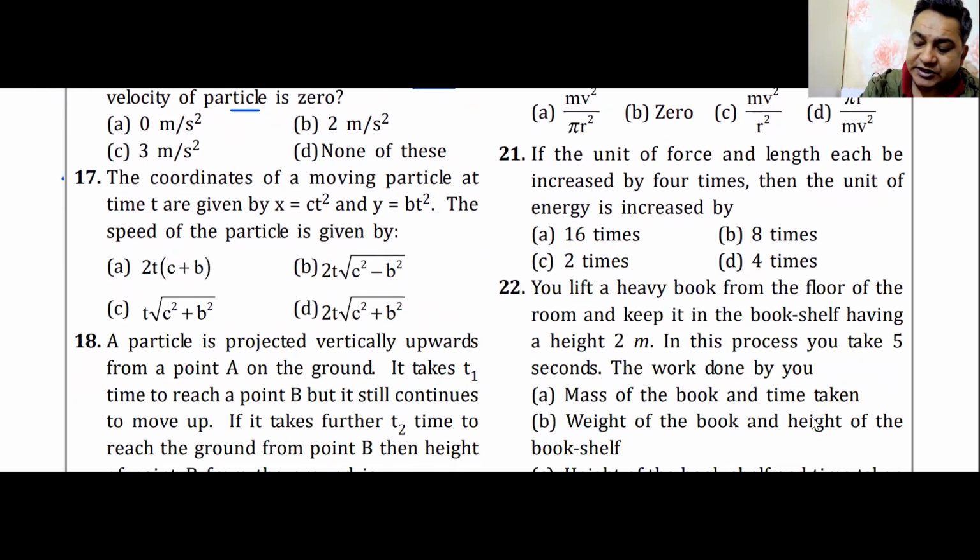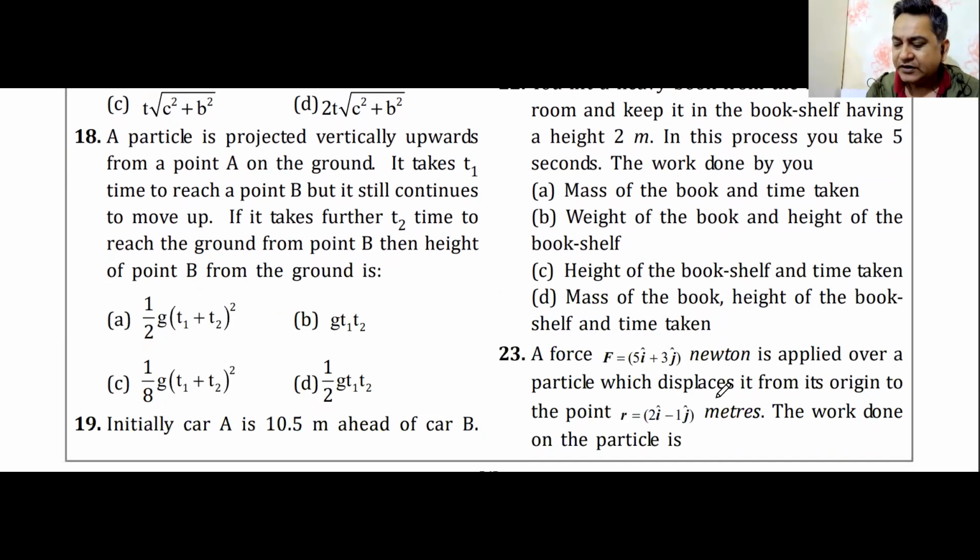Question number 17, straightforward question. X coordinate is given, y coordinate is given. Differentiate x coordinate, differentiate y coordinate. You get vx, you get vy, square them, add them, take the under root, and you get the magnitude of velocity, which is nothing but speed. Now these questions are pretty simple and straightforward ones.